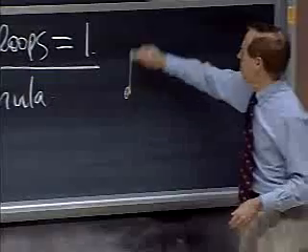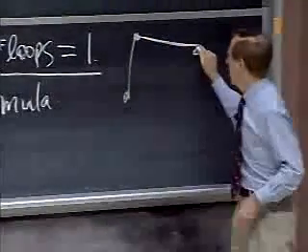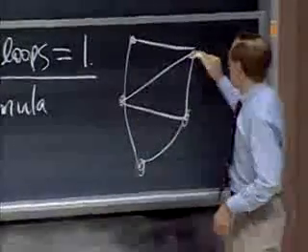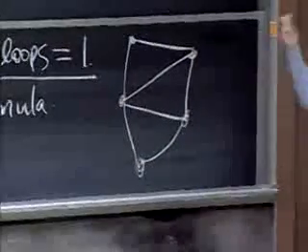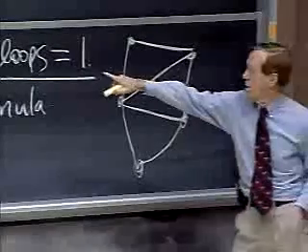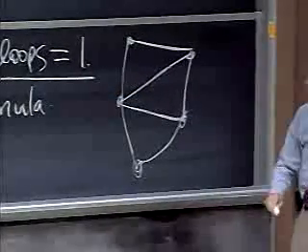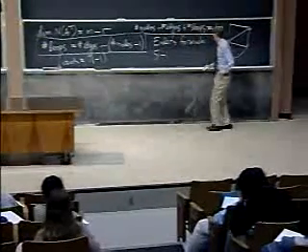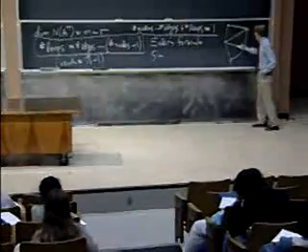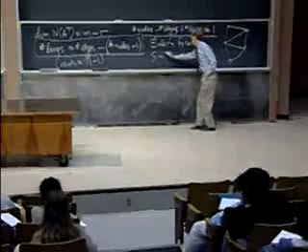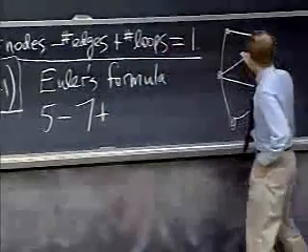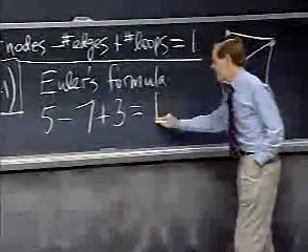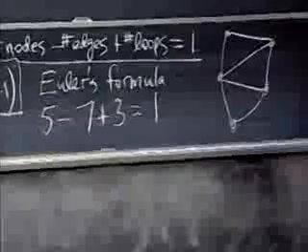Let me draw another graph. Let me draw a graph with more edges and loops. I just drew a graph there. So what are the quantities in that formula? How many nodes have I got? Looks like 5. How many edges have I got? 1, 2, 3, 4, 5, 6, 7. How many loops have I got? 1, 2, 3. And Euler's right. I always get 1.